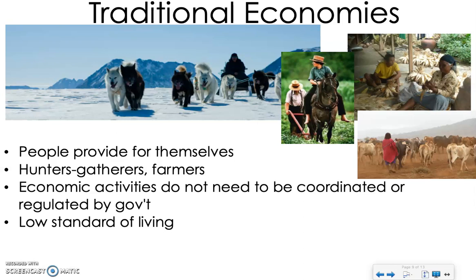Typically, what we see in a traditional economy is people relying on time-tested customs to answer those three economic questions. What worked for their ancestors still works today for them today. So typically in traditional economies, we see people providing for themselves. We might still see hunting and gathering societies or farm agriculture-based societies. Economic activities don't have to be coordinated or regulated by the government. There's actually no government involvement at all in a traditional economy.